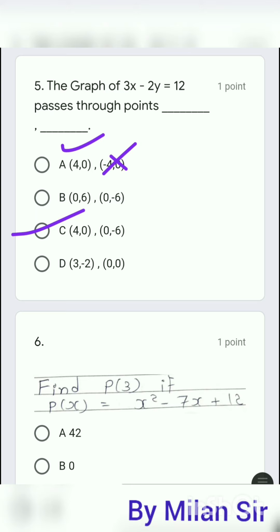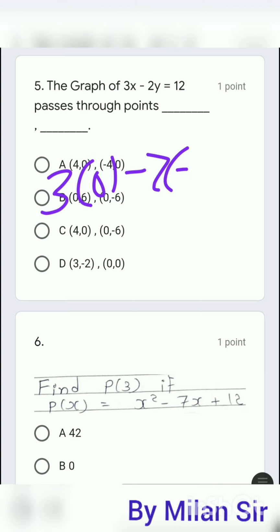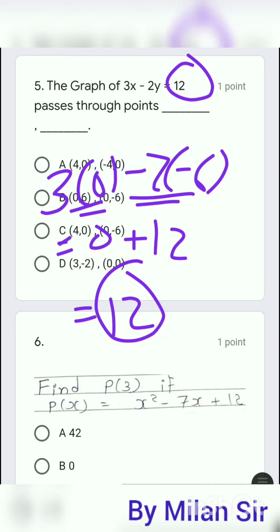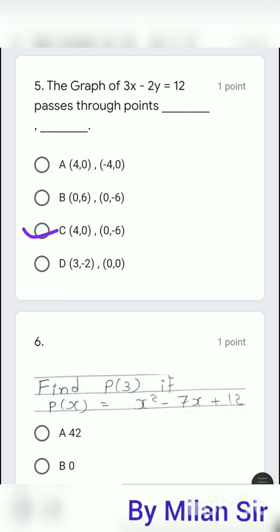(4, 0) and (0, minus 6), but we need to check this (0, minus 6) here. In place of x put 0, in place of y put minus 6. So 0, minus minus, plus 6 twos are 12. Our answer is 12, and here we have 12. So option C is the correct answer, because both these coordinates satisfy our equation. That's why our option C is correct.